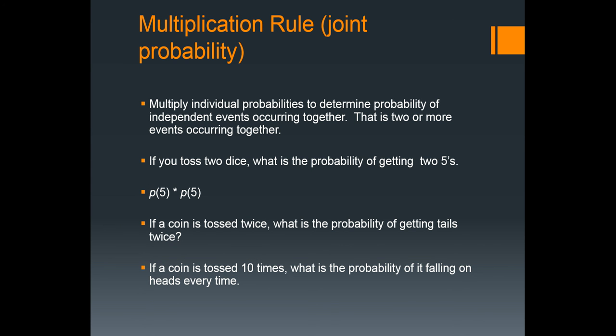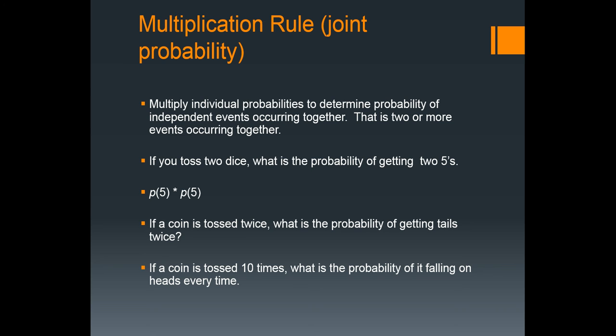The multiplication rule is for joint probability. So this is multiple events occurring at once. We want to determine the probability of individual events occurring together. So this is 2 or more events occurring together that are independent of each other. That's an important point. You can multiply the probabilities.